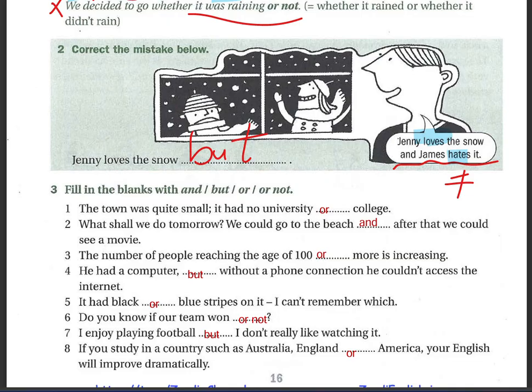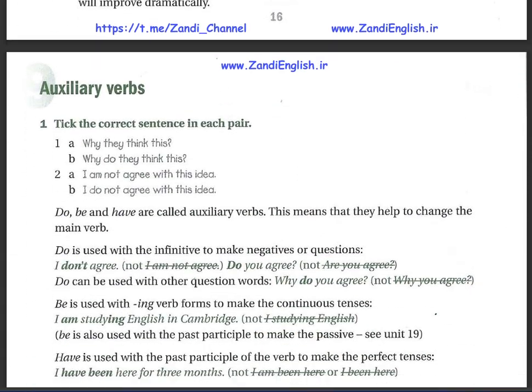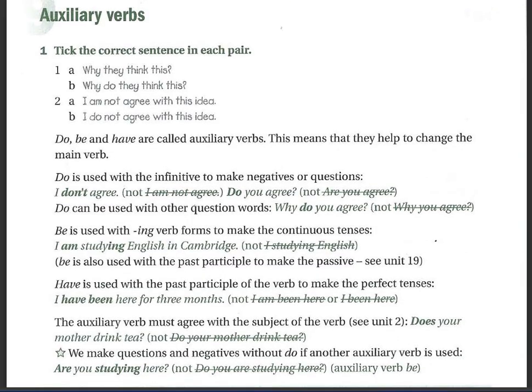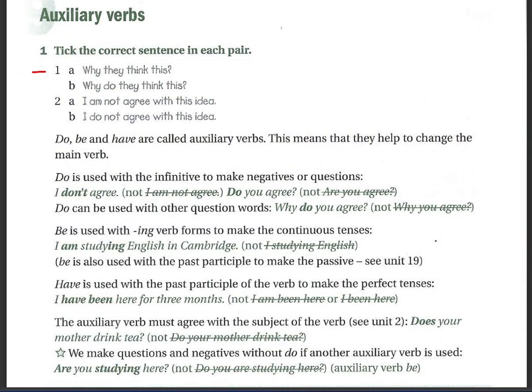Good. Now let's go to the next unit, auxiliary verbs. Look at part 1. Tick the correct sentence in each pair. Why they think this? Why do they think this? That's great. B is correct. I'm not agree with this idea. I don't agree. Very well. B.